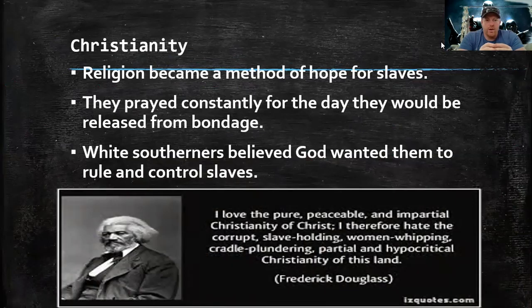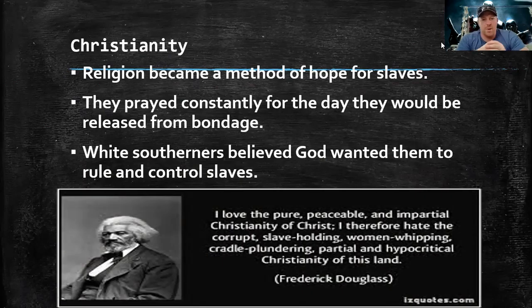Okay, and white Southerners believed God wanted them to rule and control slaves. They actually believed that God intended slave owners to enslave the African population, because they believed that the African population could not take care of themselves, and it was their Christian duty to do so. And this is where it's interesting, because you have slaves who are reading the same Bible as slave-owning whites, and you have non-slave-owning whites, and whites who wanted to abolish slavery, and they're all reading the same book. So it's really interesting how Christianity just gets divided.